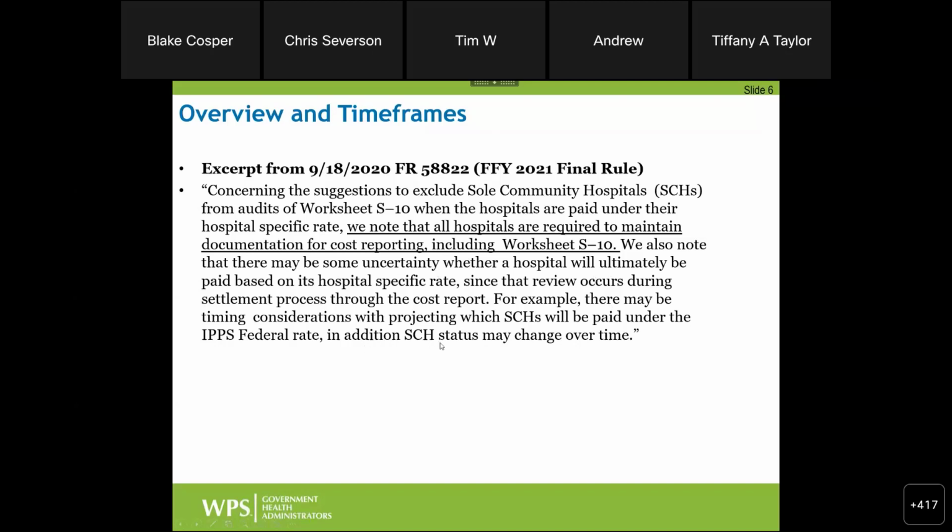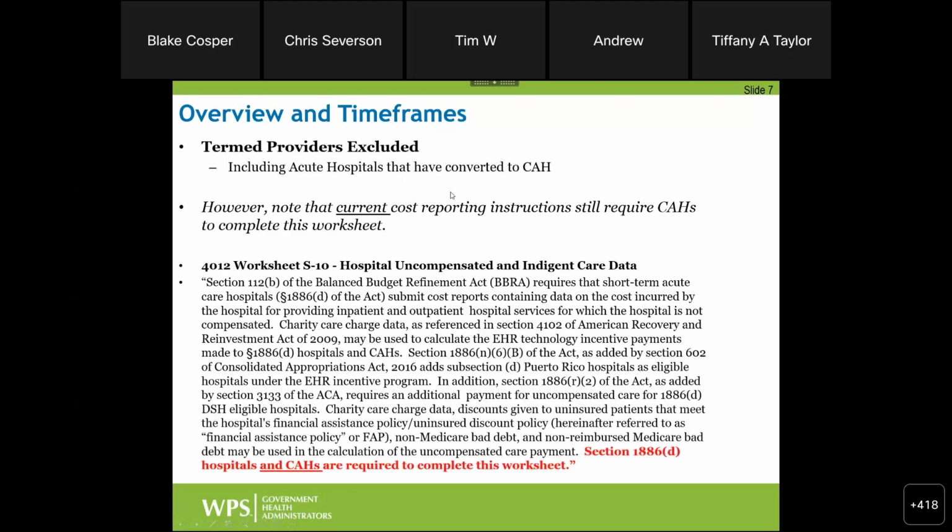There is definitely always the possibility that the sole community hospital status could change. The road mileage could change because a new hospital opened up or new roads opened up. So there are definitely those types of things that could change. CMS just wants to make sure we're reviewing them all. So that's what we have for that one.